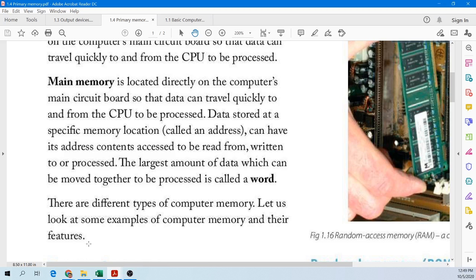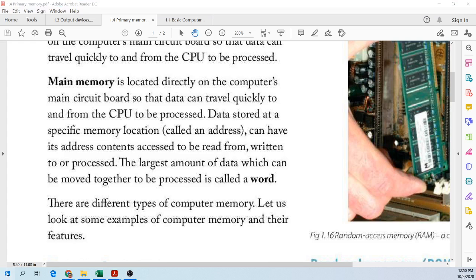Good. So there are a few terms here that you should remember, so let's go through it part by part. Now, the main memory is located on the main circuit board so that data can travel quickly. So let me give you that diagram now.